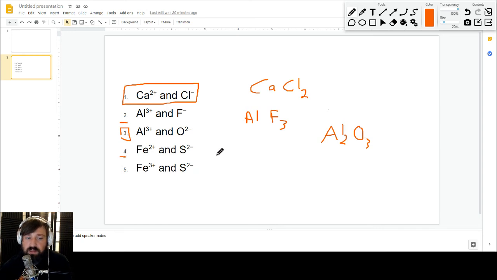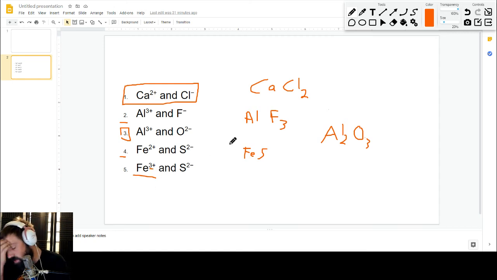Let's try iron 2+ and sulfur 2-. This should be pretty simple, right? We already have 2+ and 2-, Fe, S. So there we go. That's going to be it right there. Now let's try iron 3+.